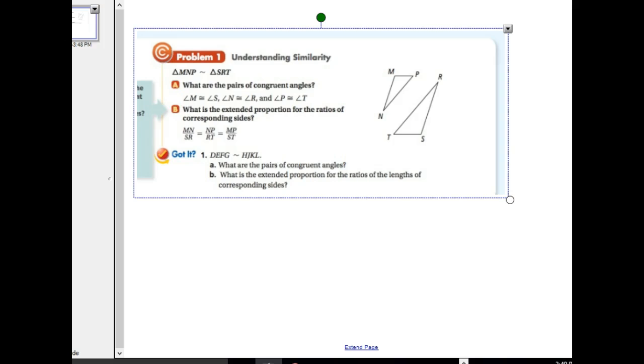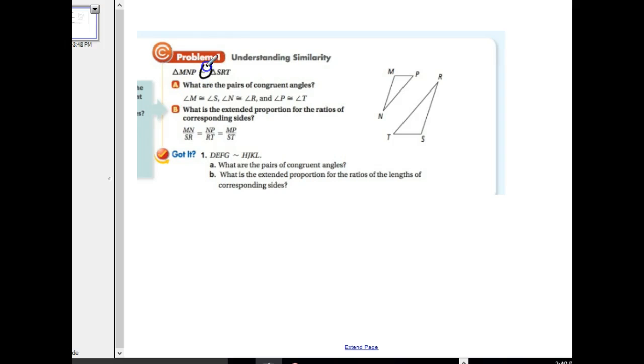We're just trying to understand similarity here, and it says triangle MNP, which is the top triangle, is similar. That's what this symbol right here represents. That means similar to triangle SRT. Now, when something is written that way, the corresponding letters from one triangle will automatically match up with the other.